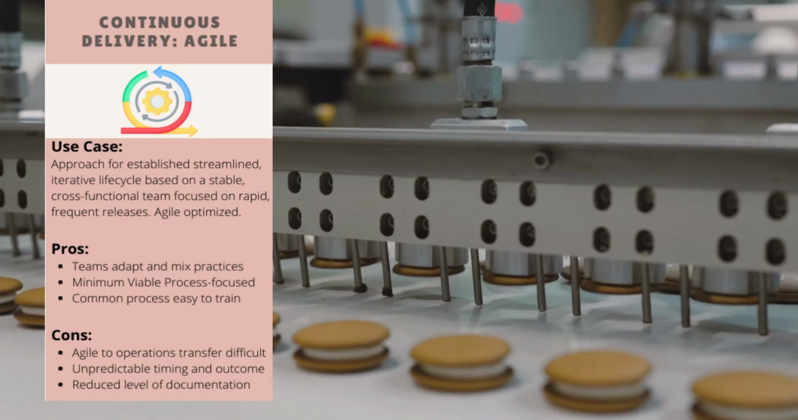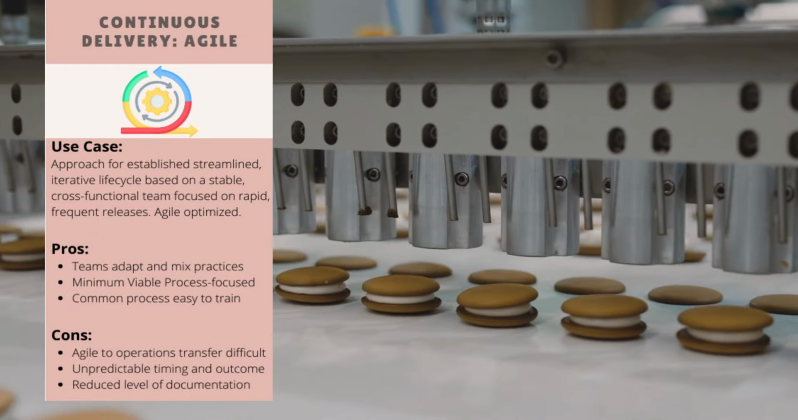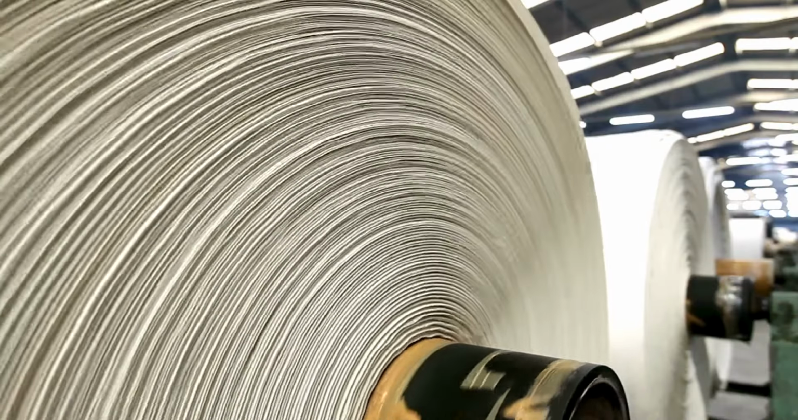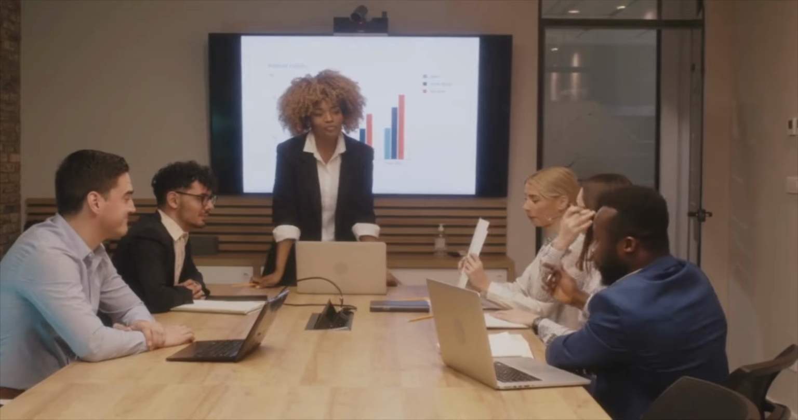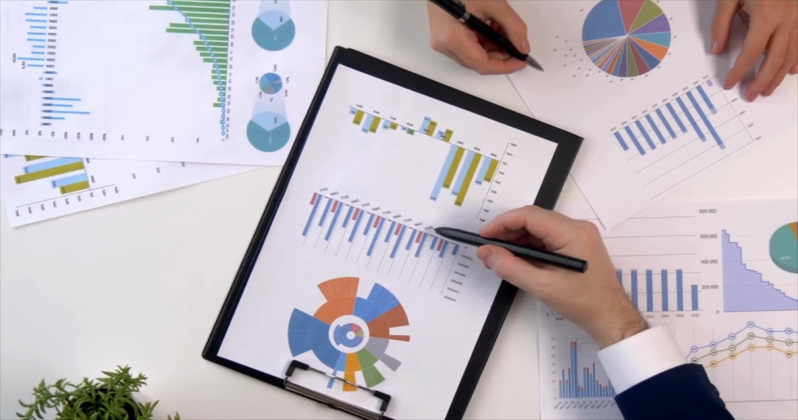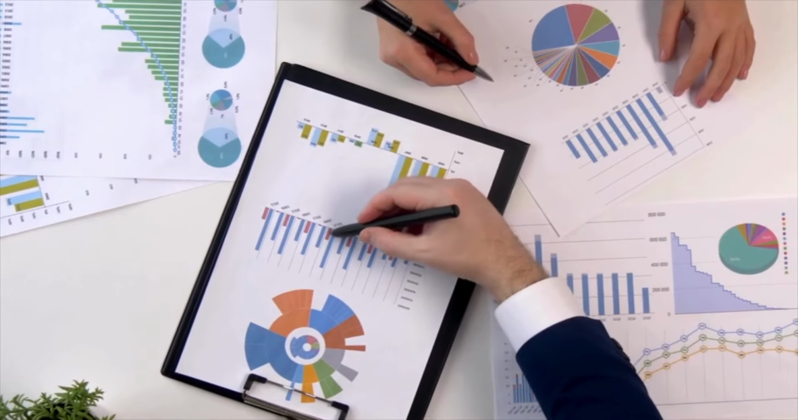Continuous Agile, that's more process-based. This is when the approach establishes a streamlined, iterative life cycle based on a stable, cross-functional team focused on rapid and frequent releases. It's agile, but optimized. This works really well if you happen to work in a process industry. For instance, something where you're continually manufacturing the same item, but you want to improve the processes along the way. You can become very minimum viable process focused. So that is those small incremental changes that create that 1% opportunity for improvement, either reducing costs or increasing revenue.